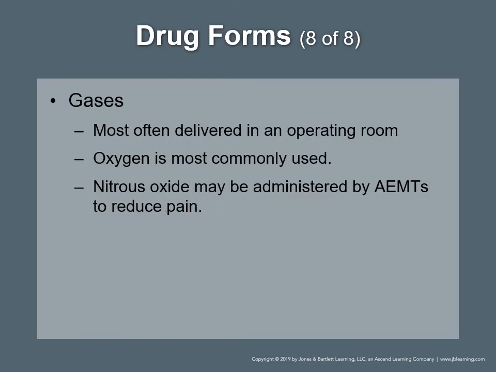Gases are neither solid nor liquid, most often delivered in an operating room. Oxygen is the most commonly used medication in gas form in the pre-hospital setting. In concentrated form, it is a potent medication with systemic effects, usually administered through a non-rebreathing mask or a BVM. Nitrous oxide is an analgesic. It may be administered by advanced EMTs to reduce pain, administered by inhalation through a mask, and has euphoric effects.